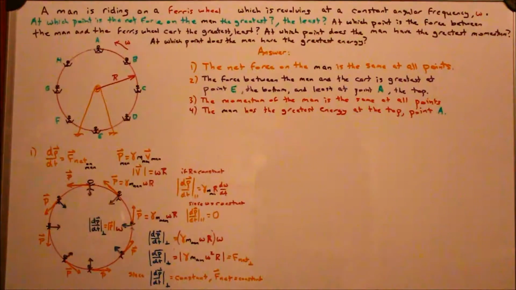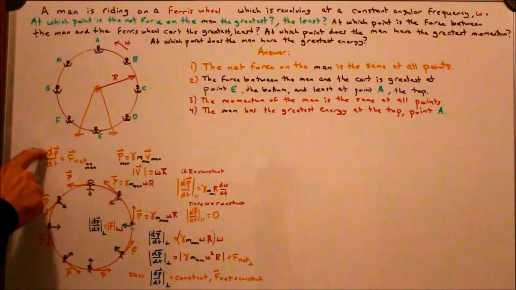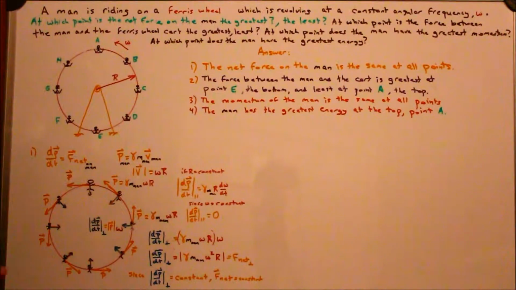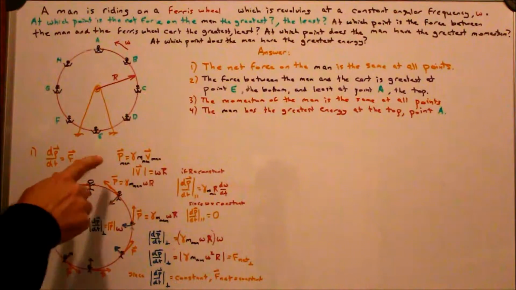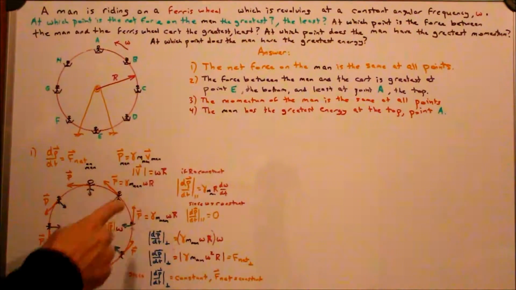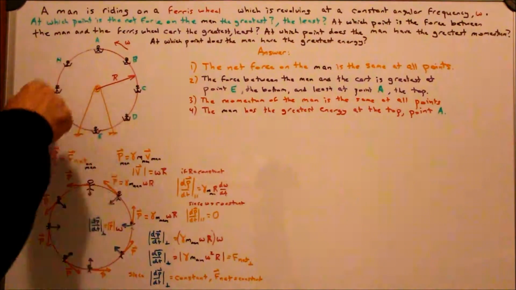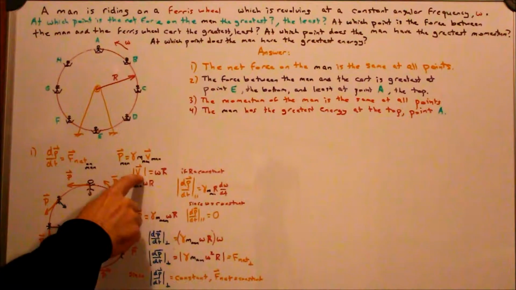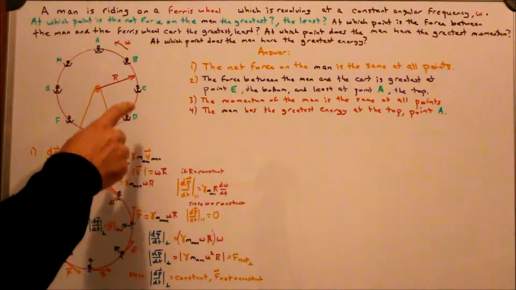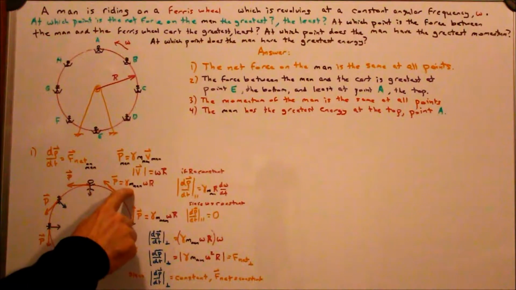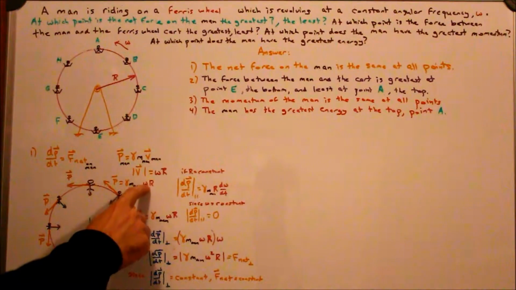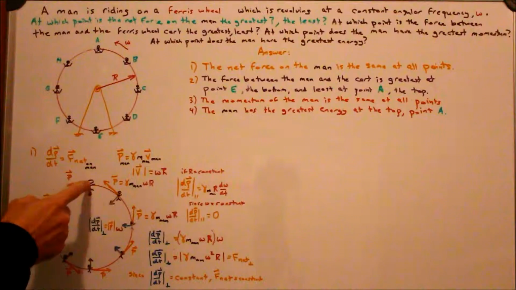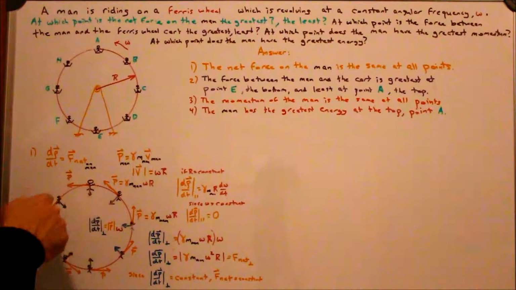For number 1, net force. Net force is related to the change in momentum versus time. So what's momentum? Momentum is gamma mv. For spinning around in a circle, we know the velocity is omega r. And so momentum is gamma m, the mass of the man, omega r. And it's always in the direction of the velocity here.